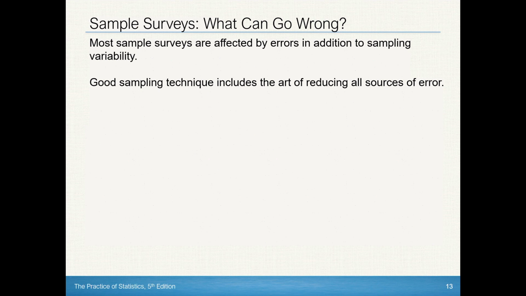So what can go wrong? Well, most sample surveys are affected by errors in addition to sampling variability. Sampling variability is some random differences. If I go sample 30 high school students and measure their height, and you go sample 30 random high school students and measure their height, even though we both got random high school students, we're likely to have slightly different answers. That's sampling variability. Good sampling technique includes the art of reducing all sources of errors. Sampling variability is not an error, it's just a luck of the draw kind of thing.